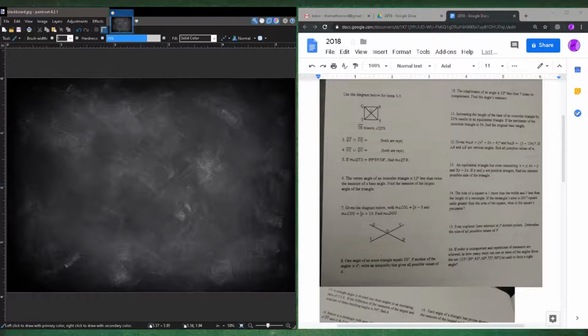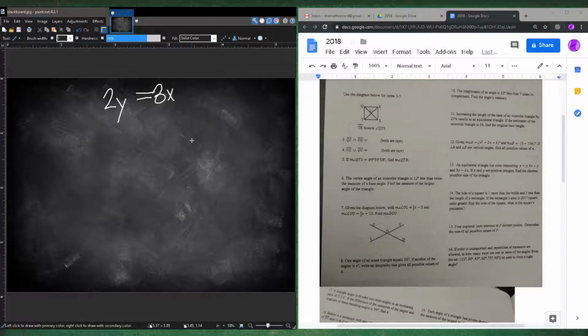Number 13. An equilateral triangle has side lengths x plus y, 4x minus y, and 3y minus 2x. Since it's equilateral, that means the side lengths have to be the same. So x plus y is equal to 4x minus y. So minus the x from both sides, you get 3x is equal to, add y to both sides, so you have this. Now if you do the first measure, x plus y is equal to 3y minus 2x, you get 3x is equal to 2y, which is the same thing.